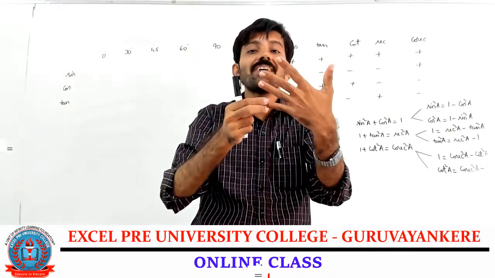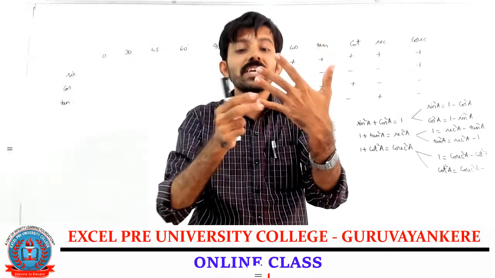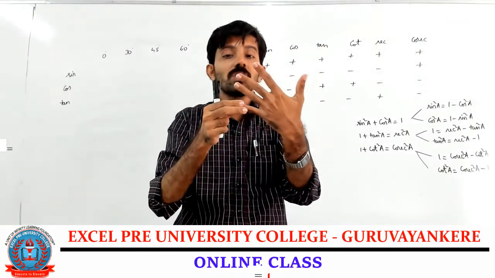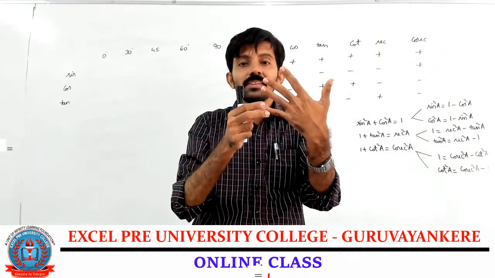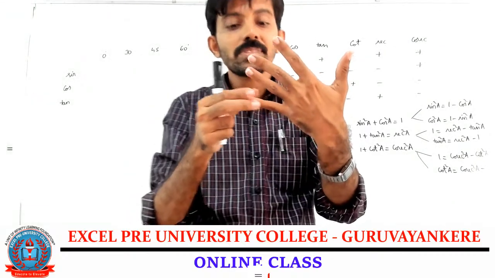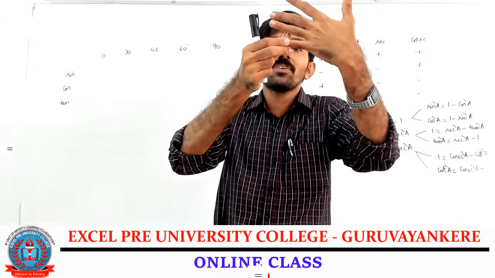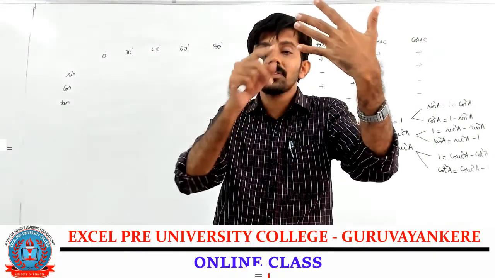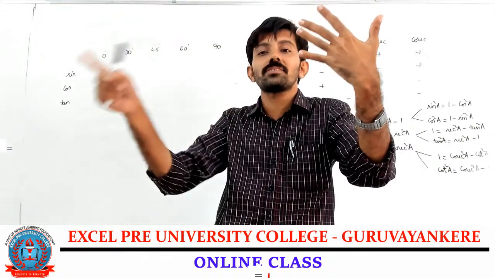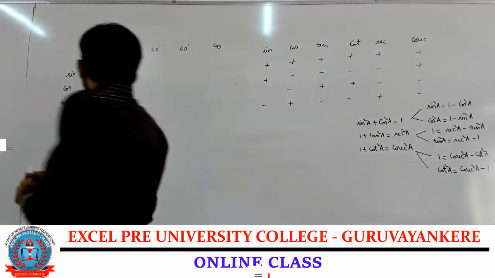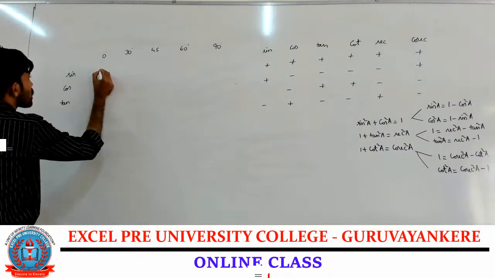If you want to find the value of sine 0, you have to find the number of fingers below this. There is no finger below this, correct? So the number of fingers below this is 0. Sine 0 is root 0 by 2. Root 0 is 0, 0 by 2 is 0. Sine 0 is 0.